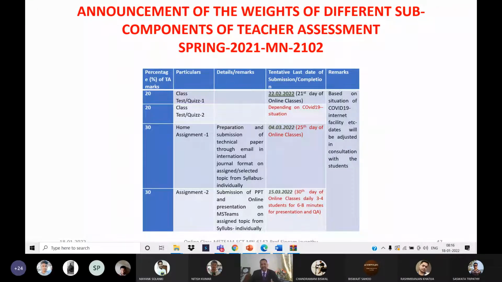Just 20 marks, it will be for quiz 1 and quiz 2. The 22nd, I think this is a wonderful date, 22nd February 2022, all twos and zeros. That is the 21st day of online class. Then quiz 2, don't worry, we will take the best of them, depending on COVID. Then this is the topic that we are deciding for these 30 marks.